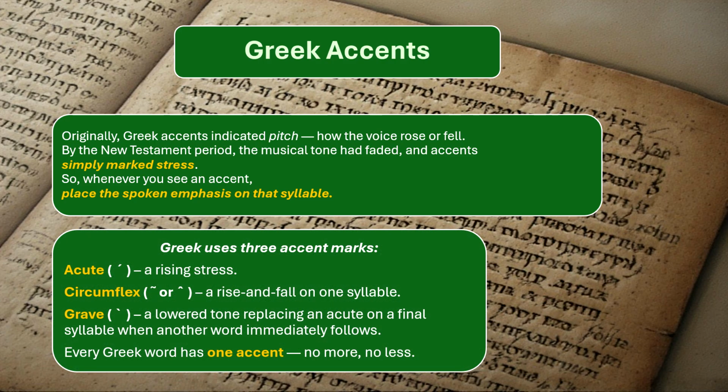Greek uses 3 accent marks: the acute, which is a rising stress; the circumflex, a rise and fall on one symbol; and the grave, a lower tone replacing an acute on a final syllable when another word immediately follows. Remember that every Greek word has one accent, no more, no less.